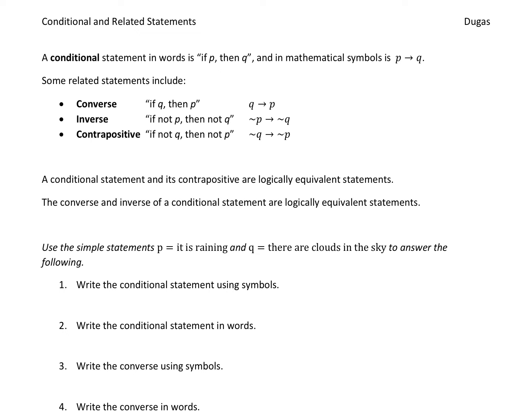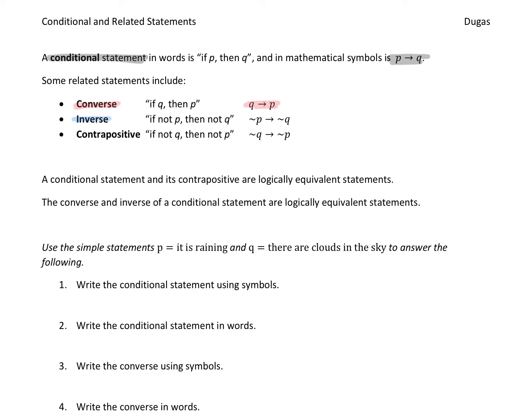In this video, we're going to be talking about conditional statements and some related statements to the conditional statement. So if your original conditional statement is P implies Q, then there are some related statements that you can make based off of that. So if your conditional is P implies Q, then the converse is switching the order. It's Q implies P. So this would be if Q, then P.